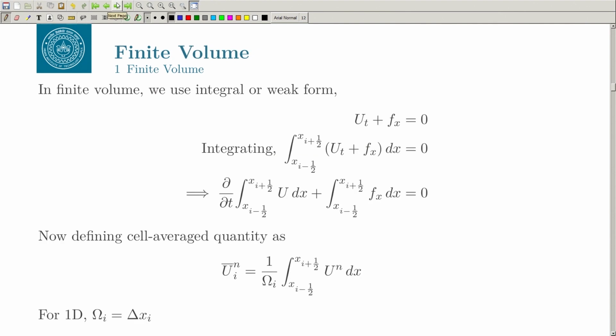In finite volume, what do we do? We are going to solve the integral form, which is also called the weak formulation. Basically, we are going to integrate the equation around each cell. Again, remember this picture. This is my cell, this is I, these are the faces, this is I plus half, I minus half.